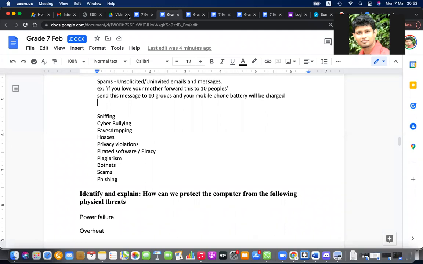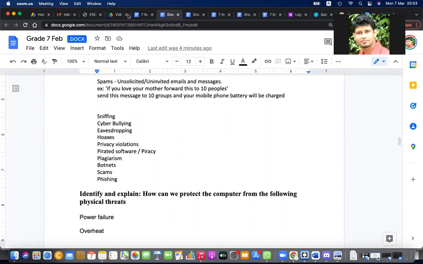Sometimes when this happens with SMS, it is called SMS bombing. It is also a kind of spam. The same message is sent again and again to the same number. Don't do that, but that is called SMS bombing.